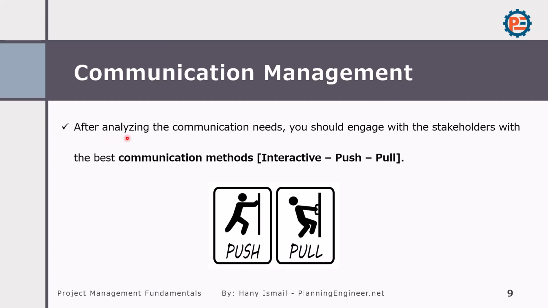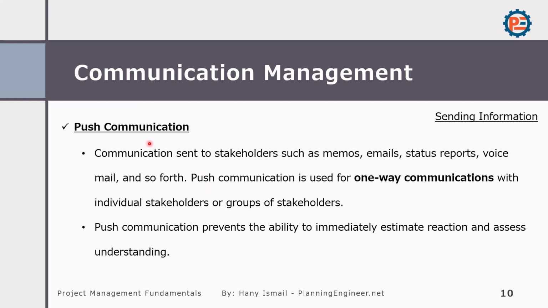After analyzing the communication needs, you should engage with the stakeholders using the best communication methods. We have interactive, we have push, and we have pull. Push communication is normally sending information. It is one-way communication to your individual stakeholders. Push communication prevents the ability to immediately estimate reaction and assess understanding. So you can send email, report, voicemail, and so on.